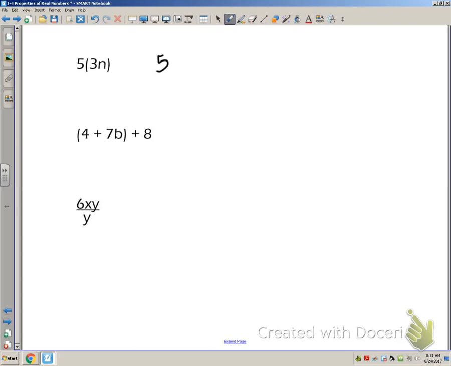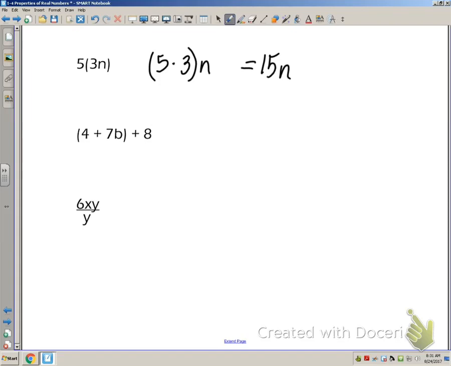Instead of grouping the 3 and the n together, I want to group the 5 and the 3 together, then times it by n. And I know that I can change the grouping according to the associative property of multiplication. So now this is a little bit easier to compute. 5 times 3 is 15, and then I have 15n.